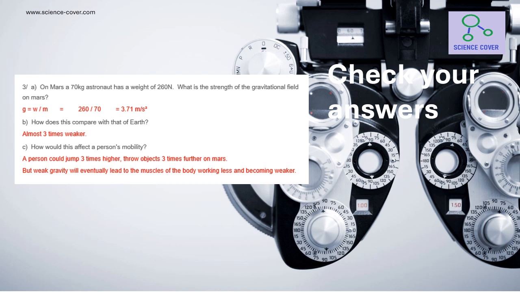How does this compare with the field on the Earth? It's almost 3 times weaker. How would this affect the person's mobility? A person could jump 3 times higher, throw objects 3 times further, but the weak gravity will eventually lead to muscles on the body working less and becoming weaker.